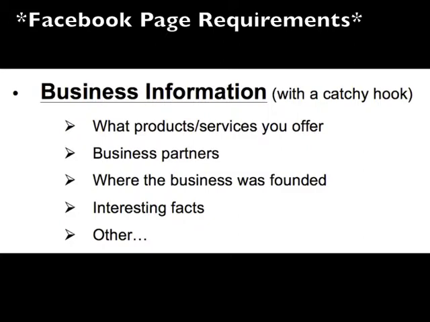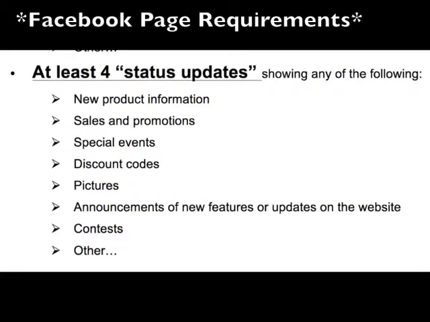Sometimes they might describe the business partners. Another option could be discussing the history or background of where the business was founded, interesting facts, or anything like this. In the middle part of the web page, they would have an area for status updates and postings. So I'm going to ask this role to create at least 4 status updates, and it can show any of the following that I've listed here on this task sheet, such as new product information, sales and promotions, special events, discount codes, pictures, announcements of new features or updates on their online store, contests, and whatever else the students can think of.